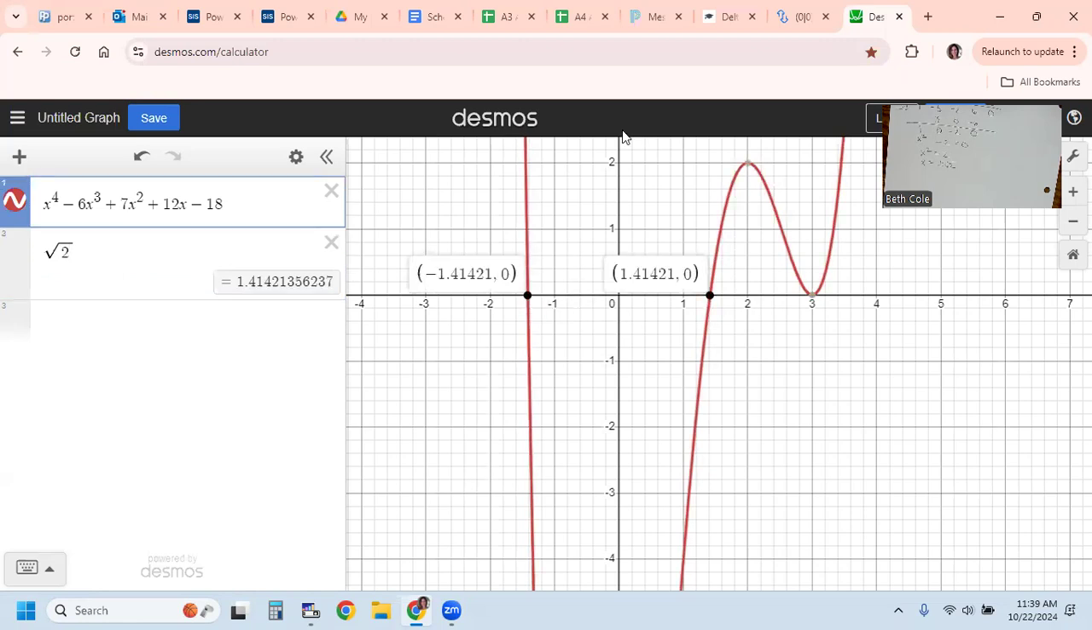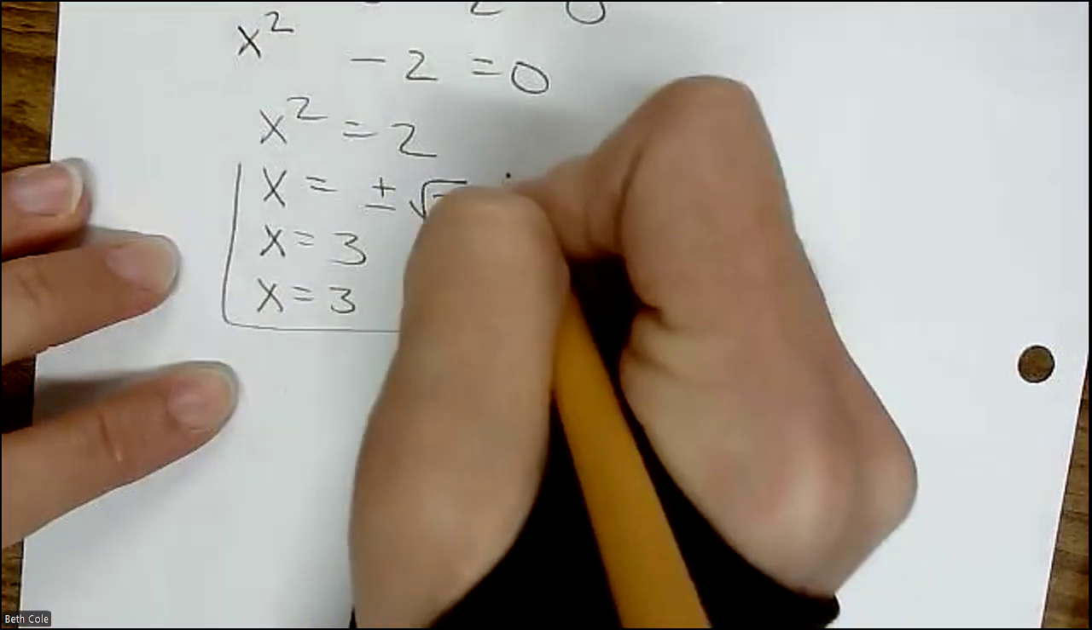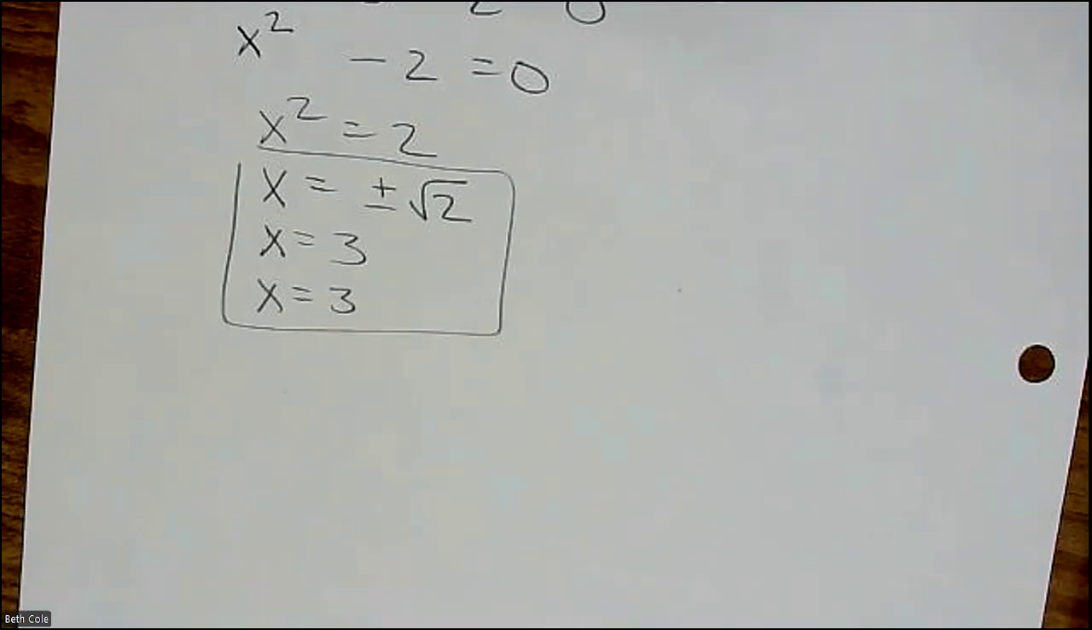X equals 3 twice when you're writing. Yes. Did you all hear what she just said? When you write your answers, you have to write x equals 3 twice, or you don't get a total of 4 answers. I know that seems silly, but the total should be 4. Twins count as 2 people.